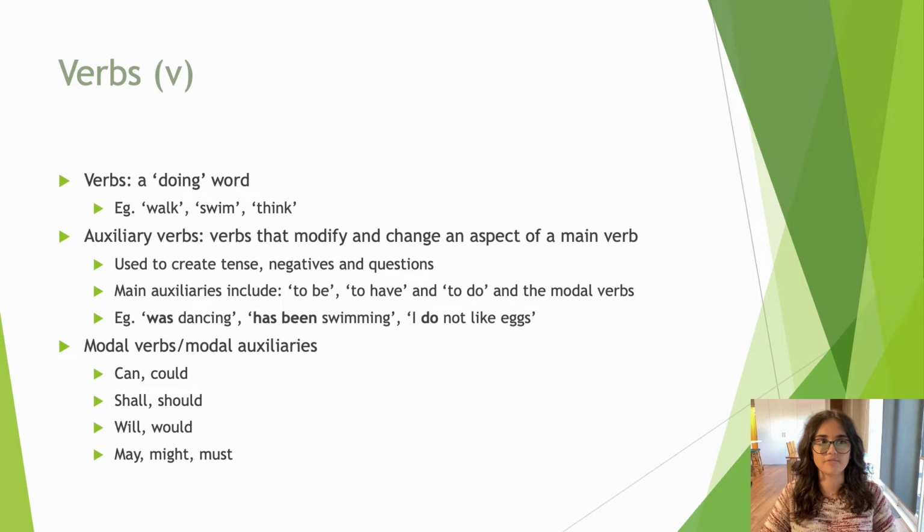Verbs. A verb is a doing word, put very simply. So we have walk, swim, or think. These are doing words. Now we have a subtype of verb, which is called an auxiliary verb. So auxiliary verbs are verbs that modify and change an aspect of a main verb. They're used to create tense, negatives, and questions. The main auxiliaries include to be, to have, and to do, and the modal verbs, which we'll talk about in a minute. For example, I was dancing, has been swimming, do not like eggs.